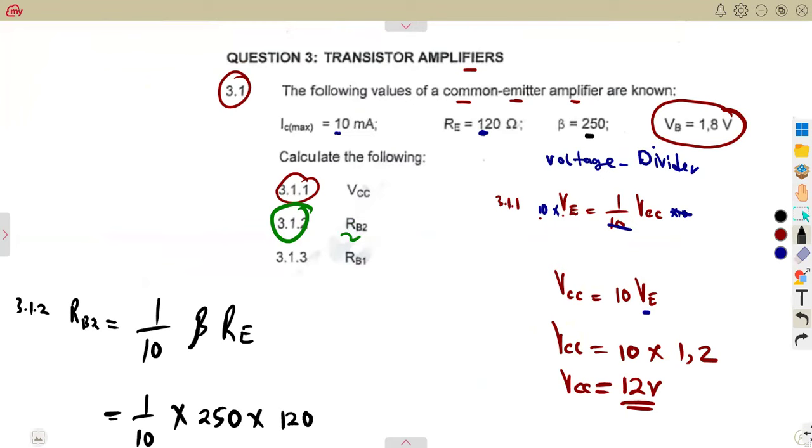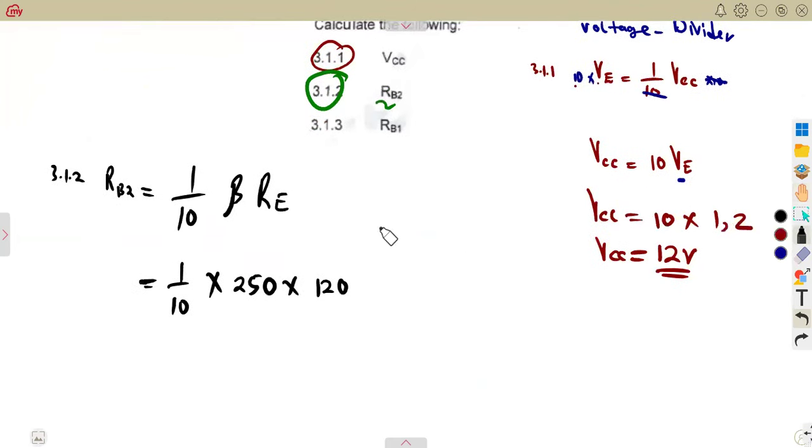All these values, guys, we have. So multiplying this, you are going to obtain the value of RB2, and that is going to give you 3,000 ohms. And 3,000 ohms is the same as 3 kilo ohms. You can even write it as 3 kilo ohms. It's up to you. That is your simplification. You can just leave it like that. That is our RB2. What about RB1 on 3.13?